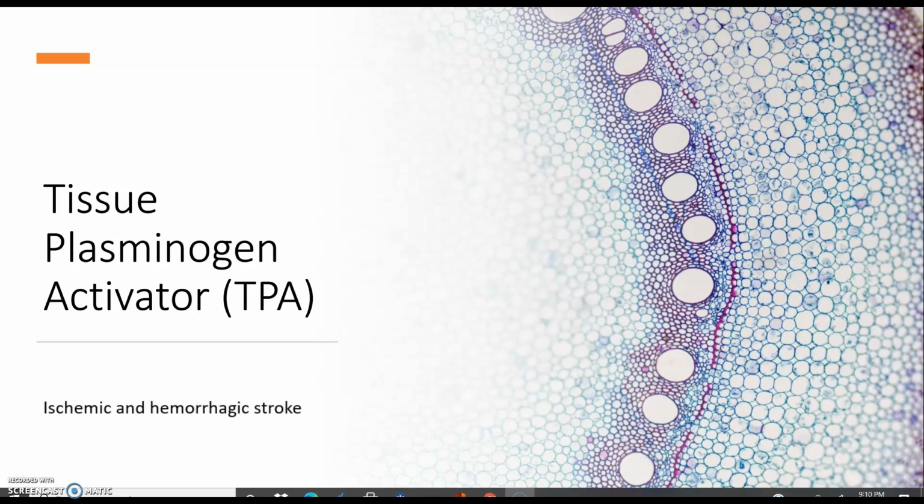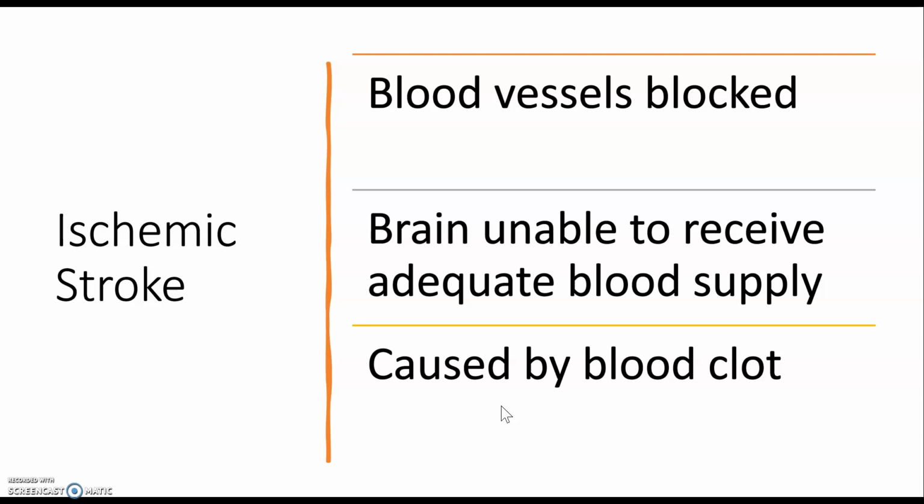This presentation is about tissue plasminogen activator, or TPA. This specific drug is used mainly for ischemic strokes, but there's also another kind of stroke called a hemorrhagic stroke. With an ischemic stroke, there's a few different things that can happen when those occur.